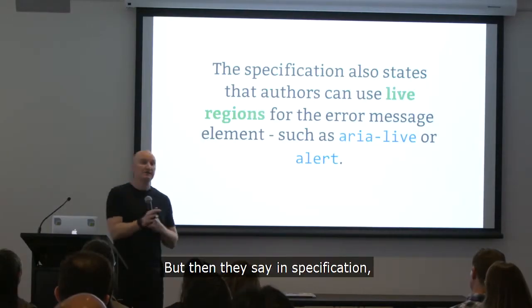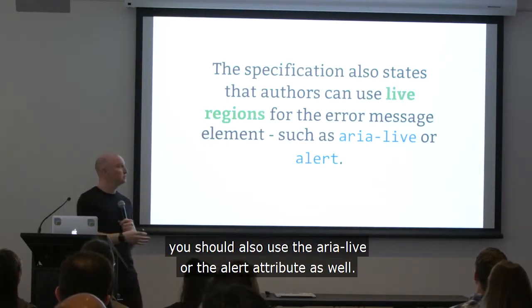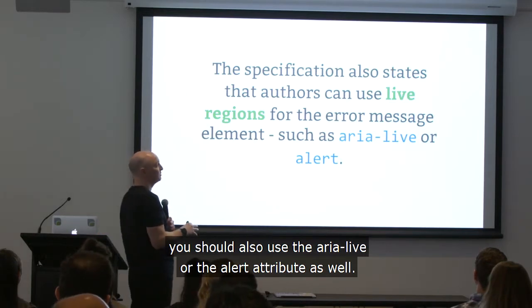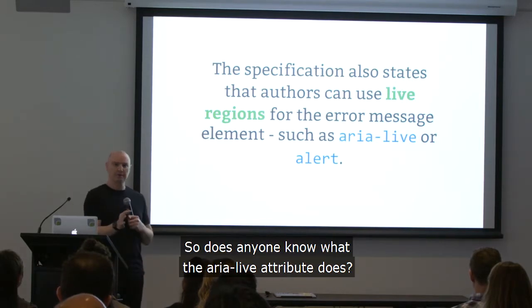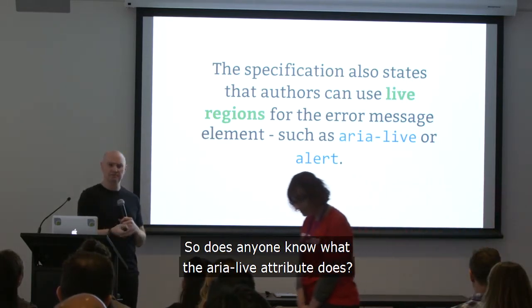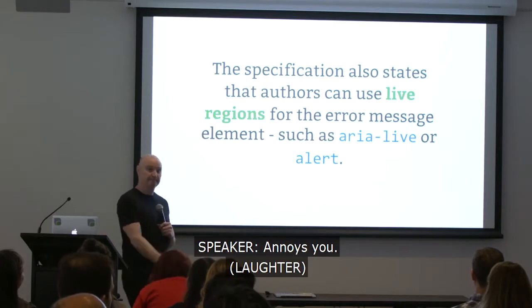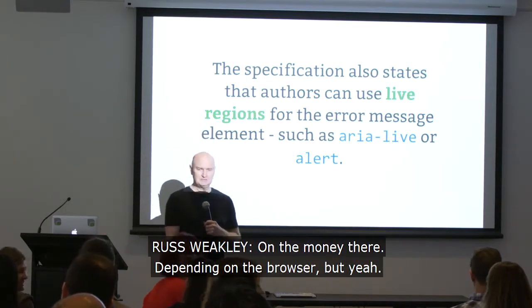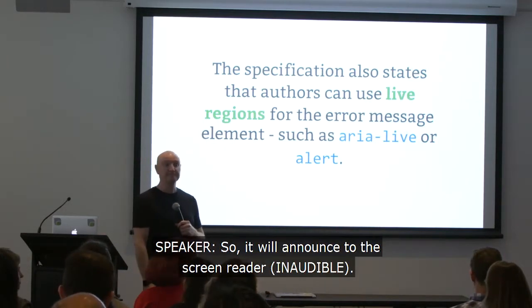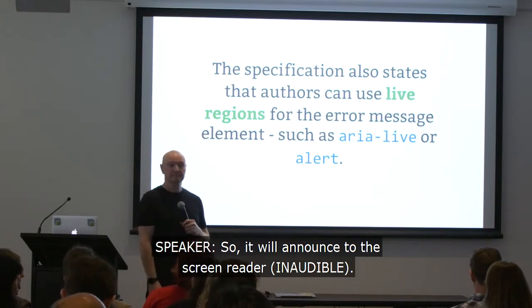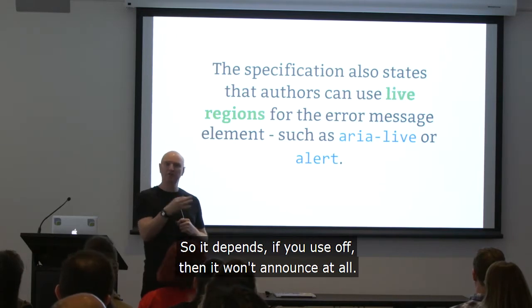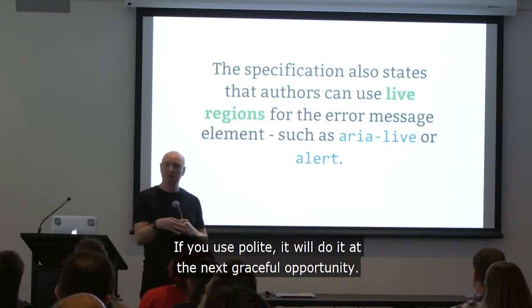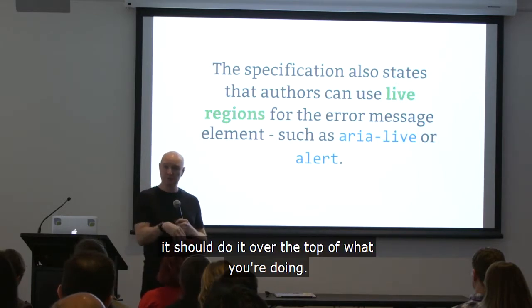But then they say in the specification, you should also use the ARIA live or the alert attribute as well. So does anyone know what the ARIA live attribute does? Can someone tell me? What does it do? On the money there, depending on the browser. So it'll announce to the screen reader a message or something, depending on the attribute used. If you use off, then it won't announce it at all. If you use polite, it will do it at the next graceful opportunity. If you use assertive, it should do it over the top of what you're doing.